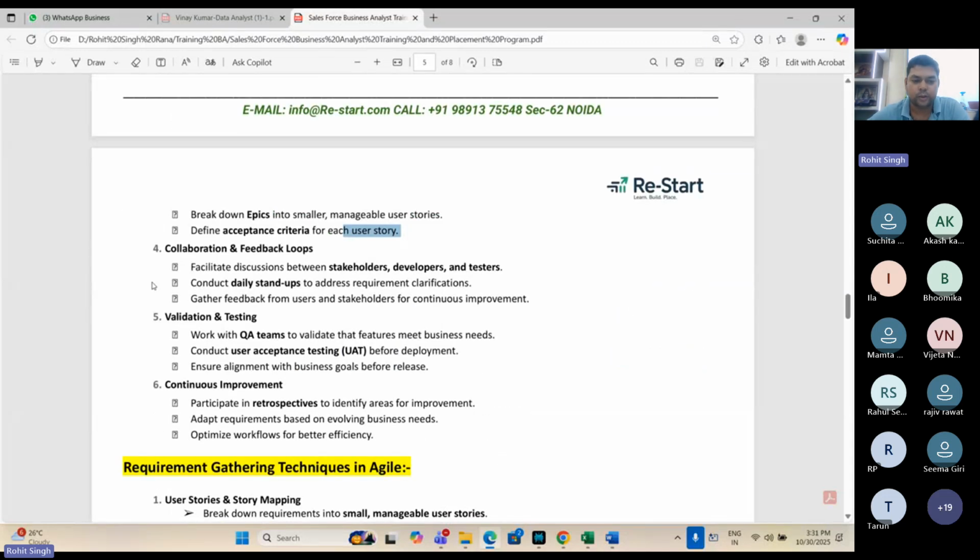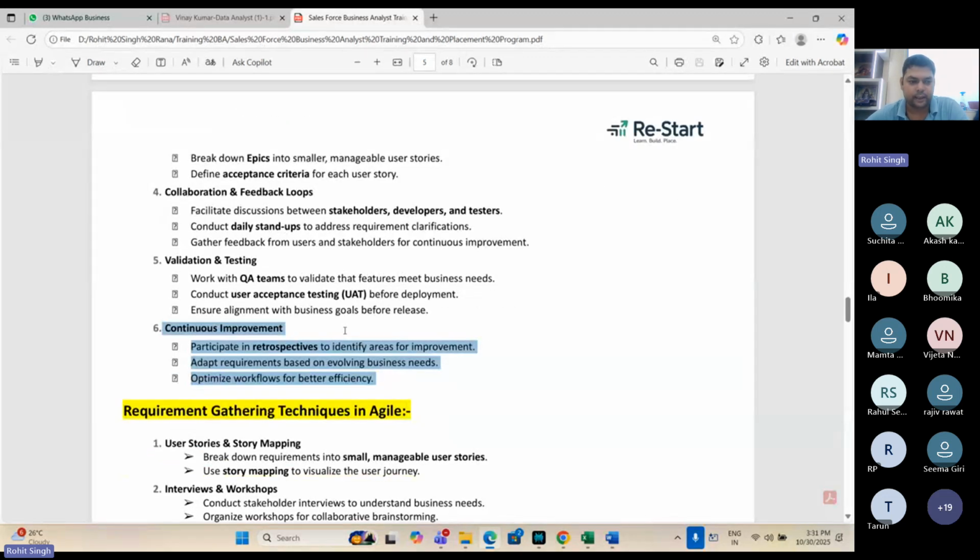Okay. And then you, of course, do collaboration and feedback loops. You connect and discuss it with your stakeholders, which is your Scrum team. You discuss it on a daily basis during the sprint, and you get feedback from the client as well as from the internal stakeholders, which is your Scrum team. And then accordingly, you do the validation and testing, and then finally you do the retrospective. So that is how you ensure that you have done an effective requirement gathering management plan.